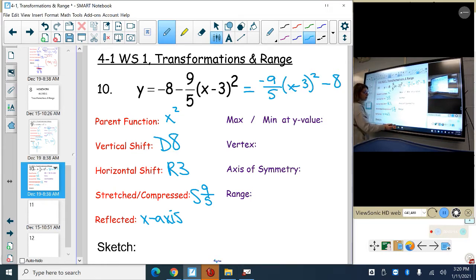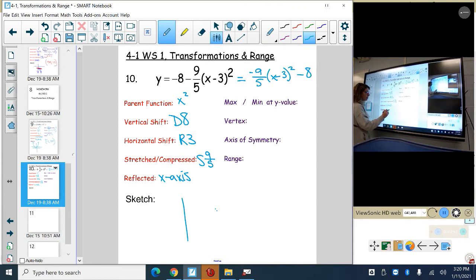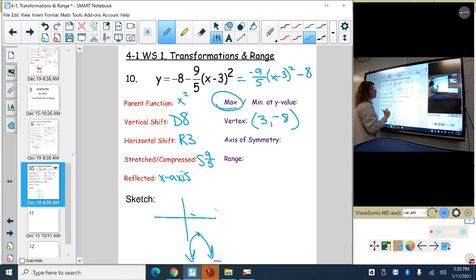So I'm immediately going to sketch this. If I sketch this, the right means +3, down means -8. So I'm at +3, -8, puts me right here. I am reflected over the x-axis, which means I am going to be opening down. With that being said, I have a maximum value at my y value of -8, giving me my axis of symmetry being x equals 3.